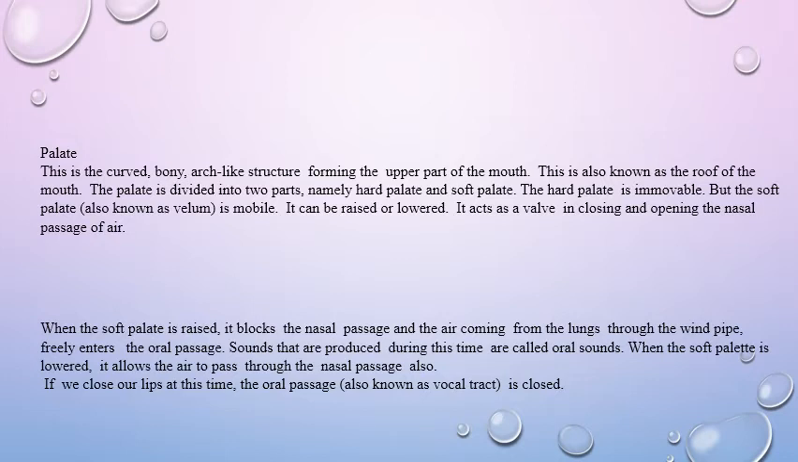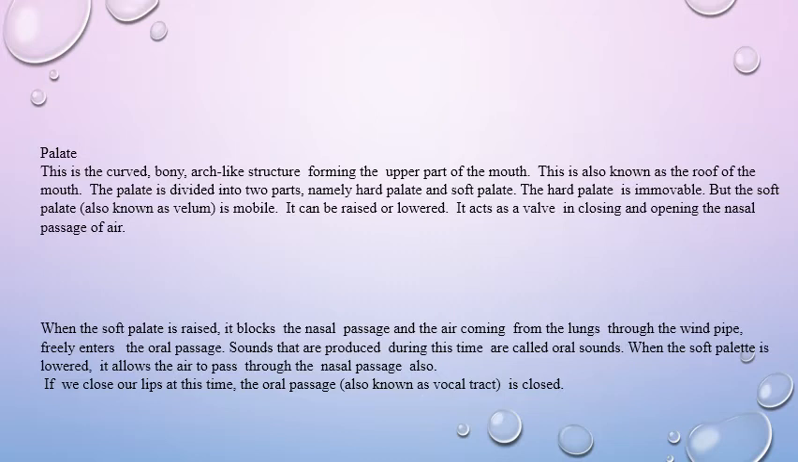When the soft palate is raised, the air coming from the lungs through the windpipe enters through the oral passage, that is, through the mouth, and the sounds produced during this time are called oral sounds. When the soft palate is lowered, the uvula acts as a valve and blocks the mouth passage, so the air passes through the nose. That is called nasal sounds.